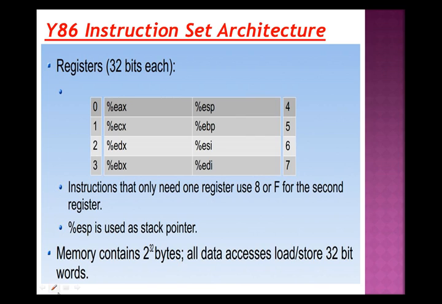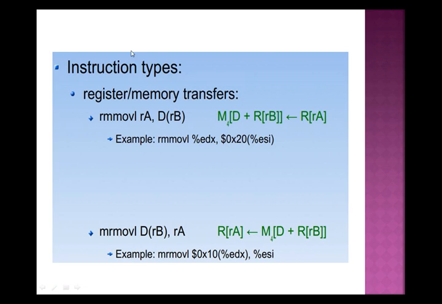Then the next point says that ESP is used as the stack pointer. As the name suggests, stack pointer, ESP. The memory contains 2^32 bytes, and all data accesses, load or store, use a 32-bit word address. These are the multiple instruction types that are used in IA32.